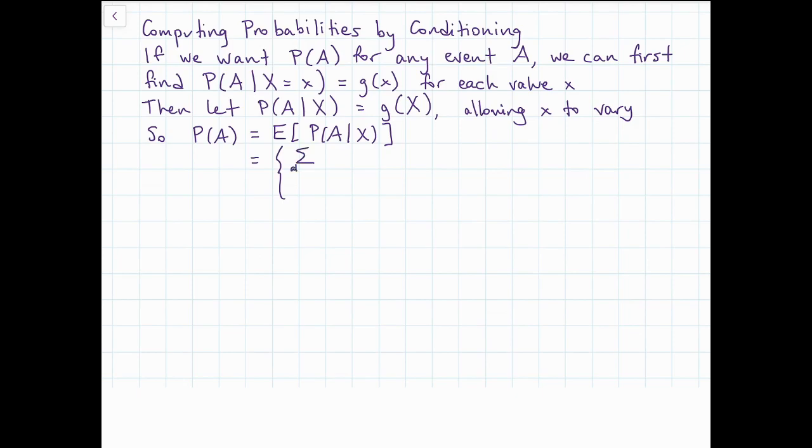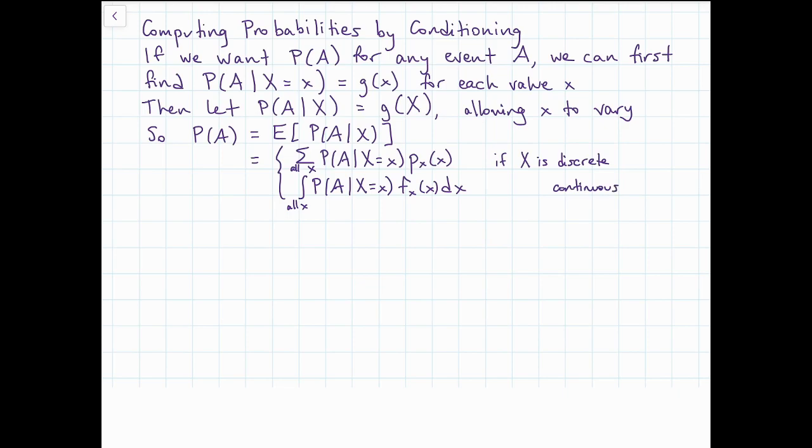Depending on whether X is discrete or continuous, this will either be a sum of the conditional probability times the probability function, or the probability density function dx if X is continuous. So essentially, this looks very similar, especially in the discrete case, to the law of total probability, or the partition rule. And essentially that's what it is. We're applying the partition rule here, where the partition is each of the different values that X can take on. And because it can be continuous or discrete, we end up with either a sum or an integral.